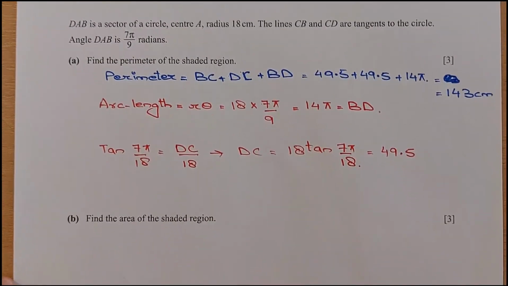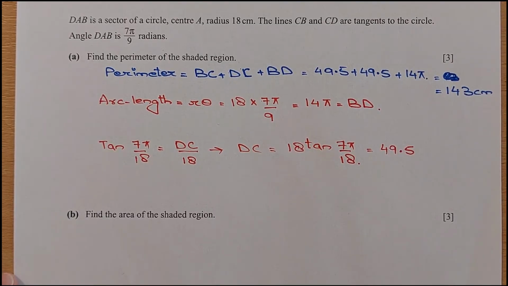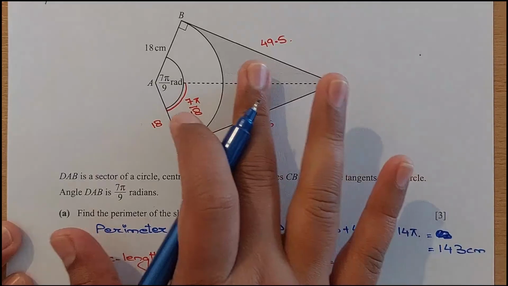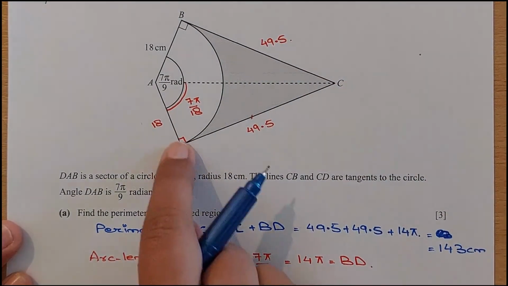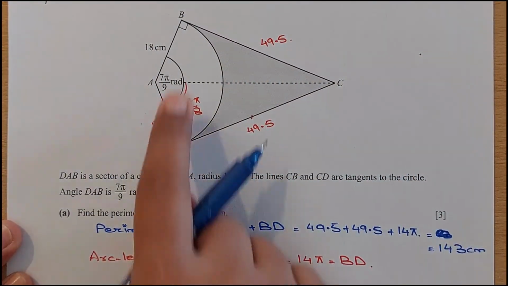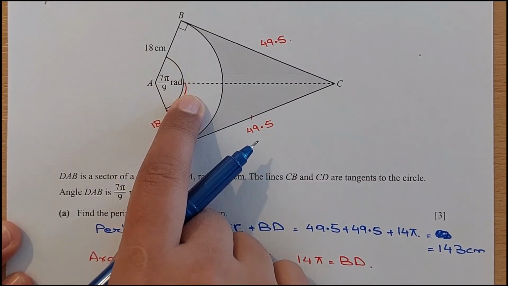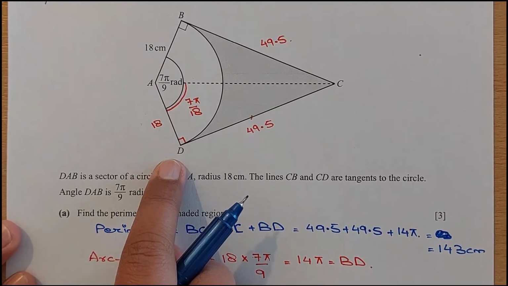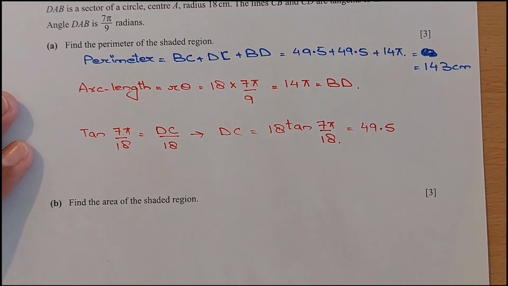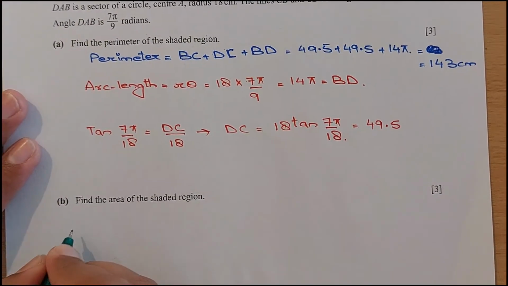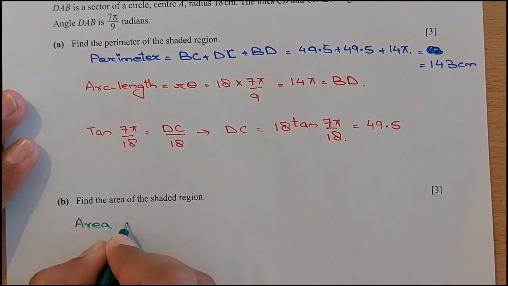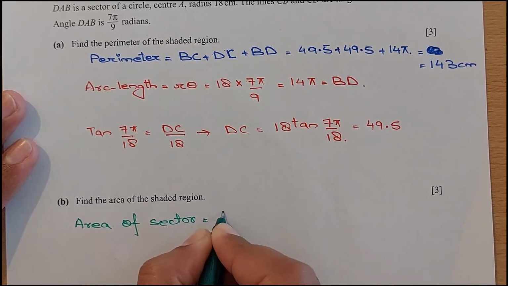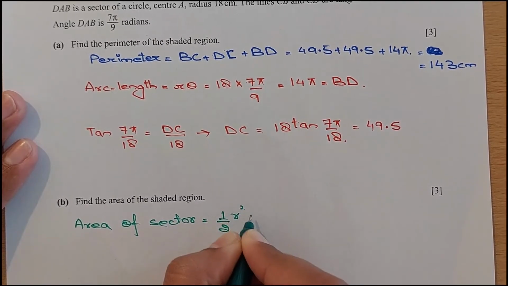Right. Now moving to part B, find the area of the shaded region. Okay, so we need to find the area for this region that is shaded. So basically the area for the whole shape, subtract this sector, right? So let me find the area of sector of a circle ABD. Angle is in radians, so its formula is half r squared theta.